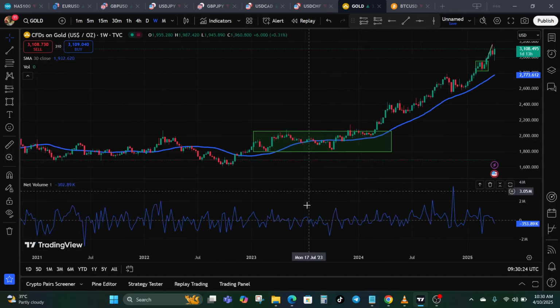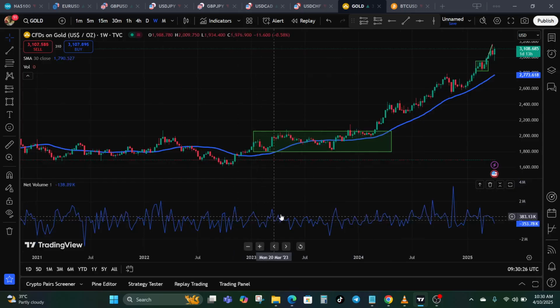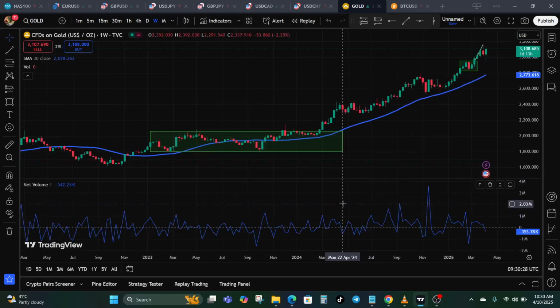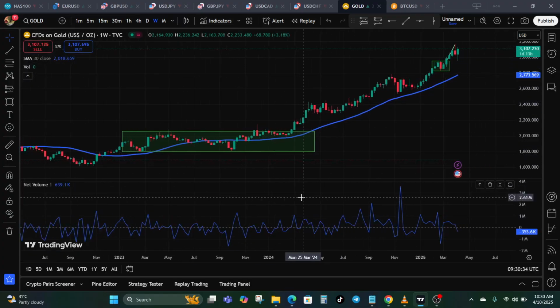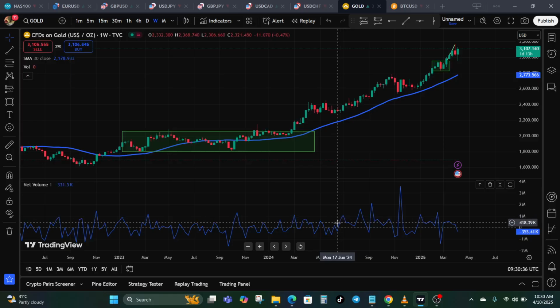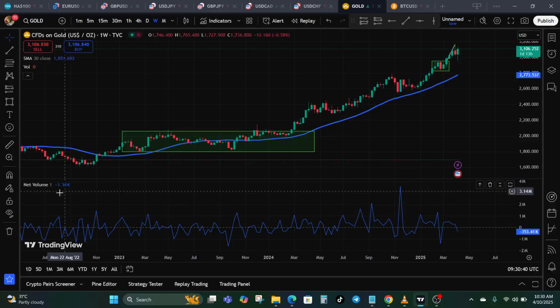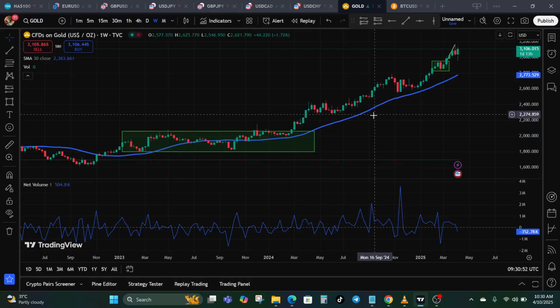This is not exactly the volume indicator I would have preferred to use. I don't know exactly what is wrong with this other volume indicator. Meanwhile, you can see that at some point the height of this net volume started increasing. It was making higher highs. So what does that mean? The fact that it's now making higher highs means that the volume is actually increasing.